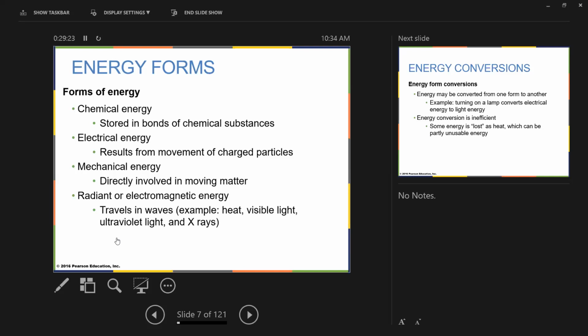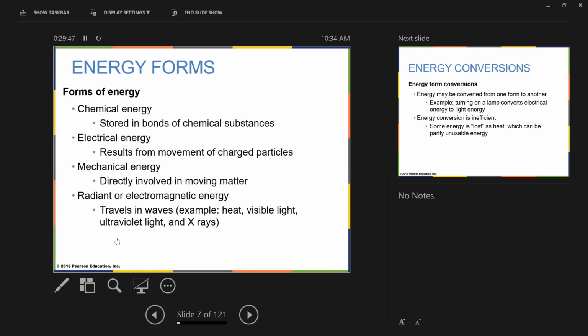Now, chemical energy is very important to us. Chemical energy is what we have in our batteries. We charge up our batteries in our phones, and there's a chemical reaction that takes place in our battery that allows us to store the electrical energy that's coming in.